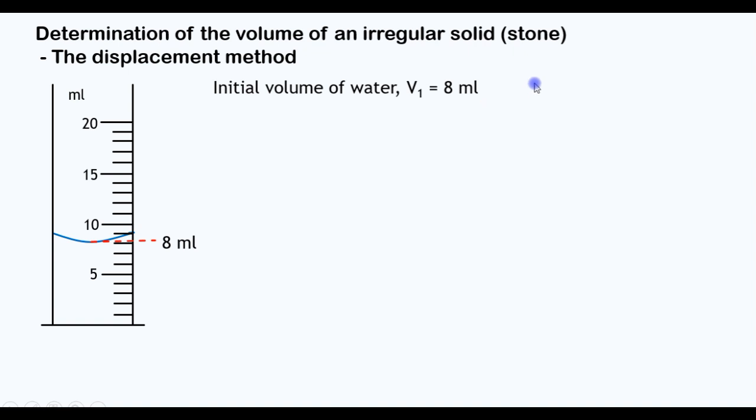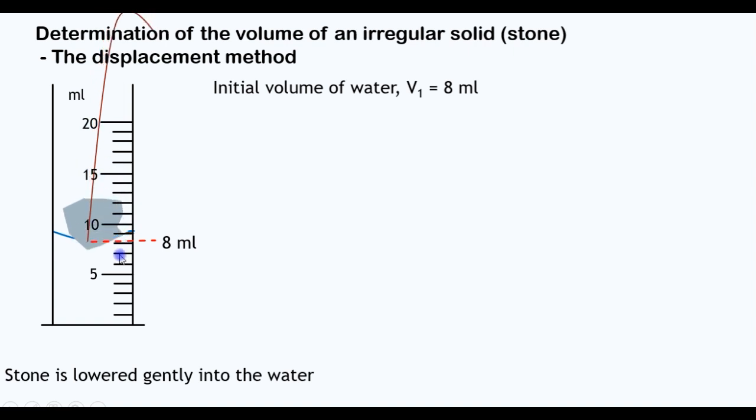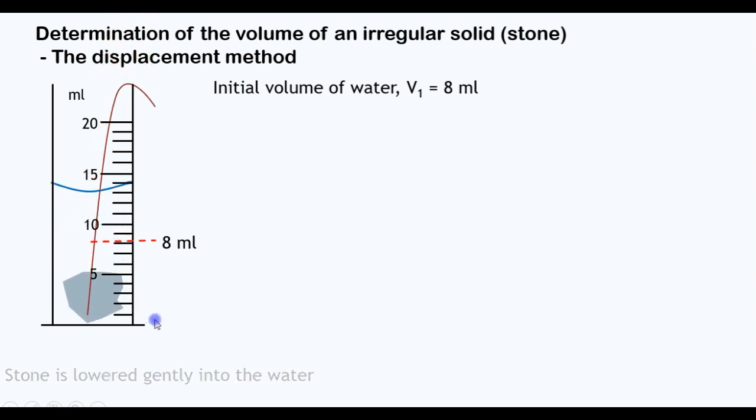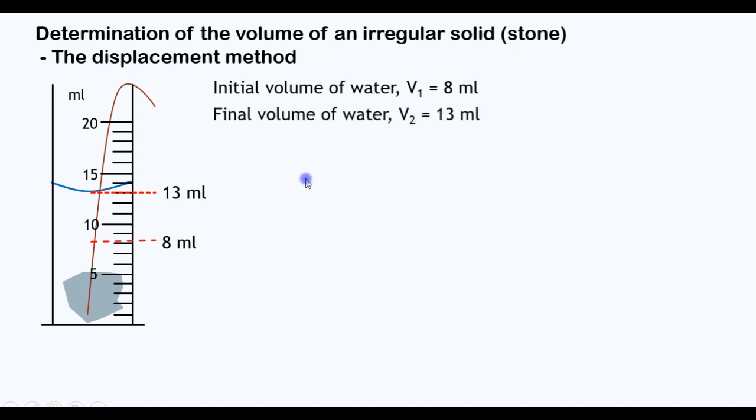Next, we tie the stone to a thread, and the stone is gently lowered into the water. And as you can see, the level of water rises to 13 milliliters. So this is 10, 11, 12 and 13. So we say that the final volume of water, we call it V2, is equal to 13 milliliters.